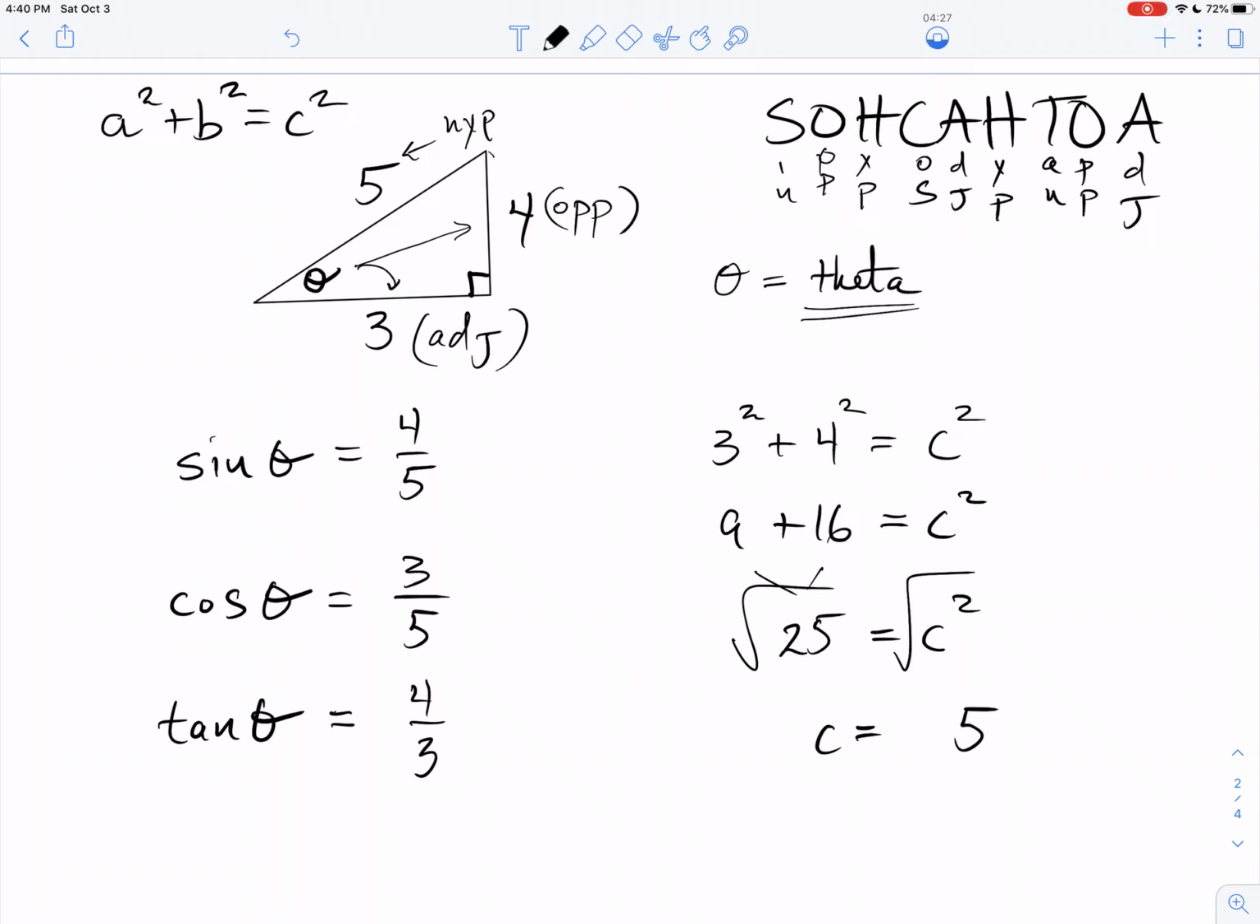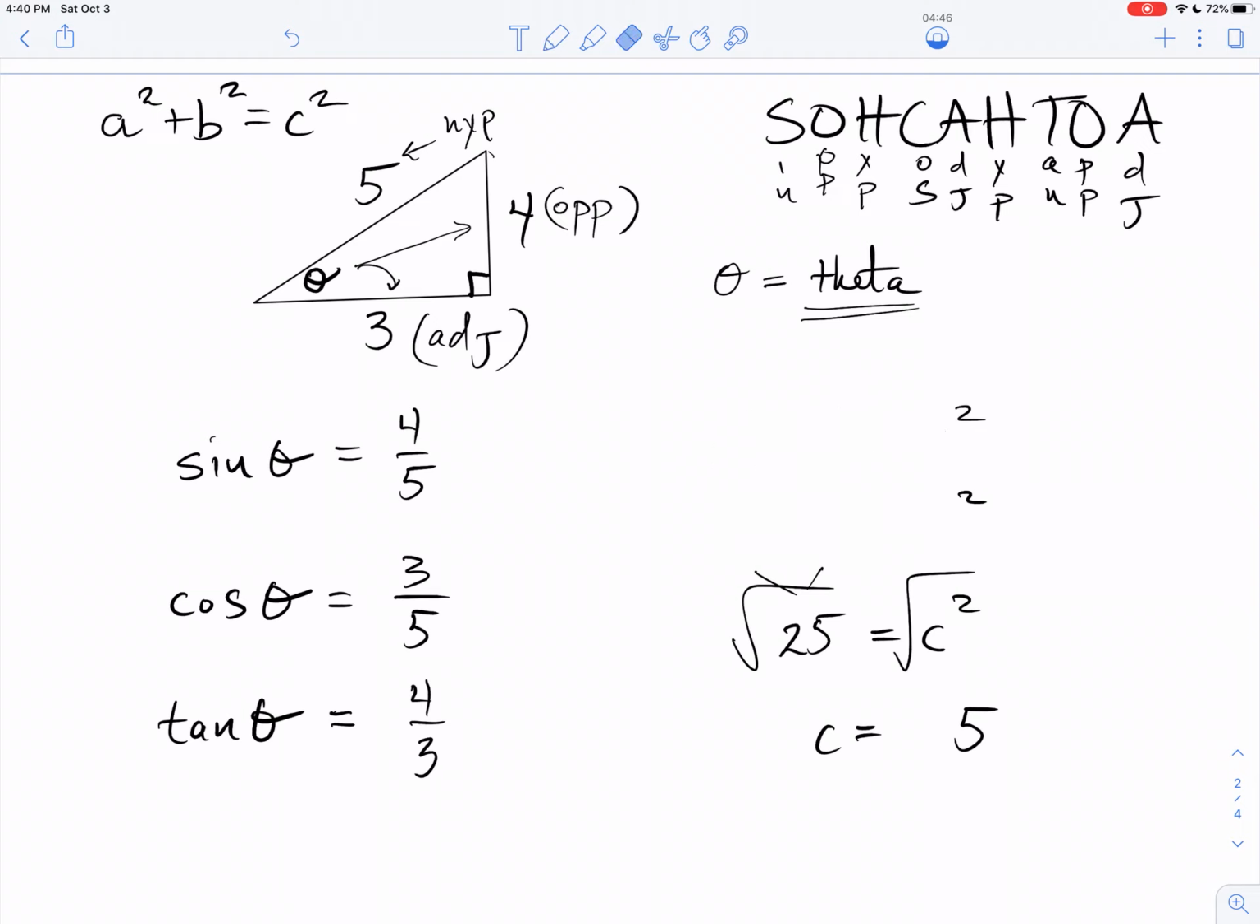Now here's the kicker though. They're not going to be satisfied with just SOHCAHTOA anymore. No, no, no. They want us to know all 6 trig ratios. So I'm going to remove my work over here. I'm about to take all this away so I have a little bit of room. So here I go. I'm going to erase all this stuff.